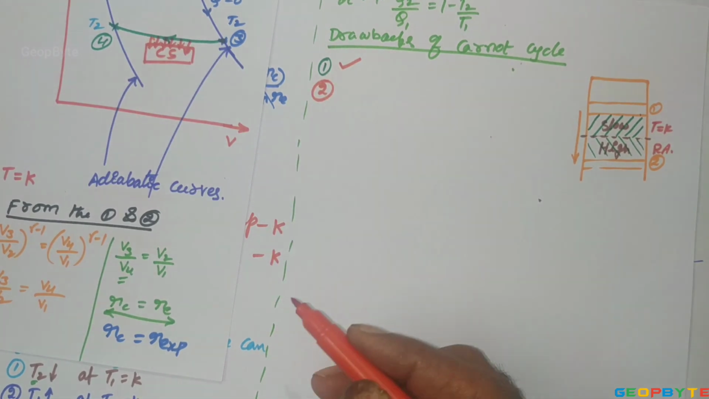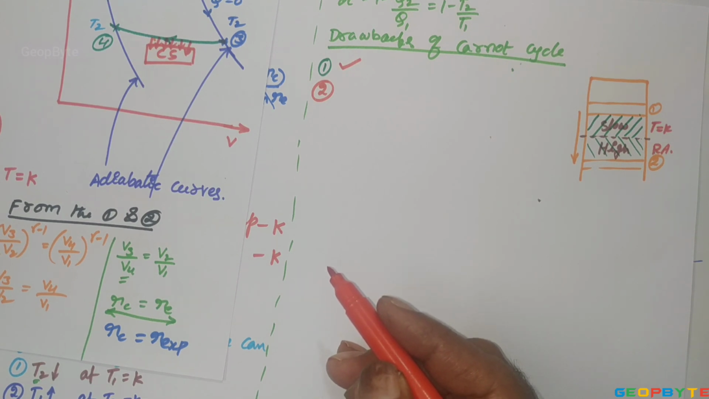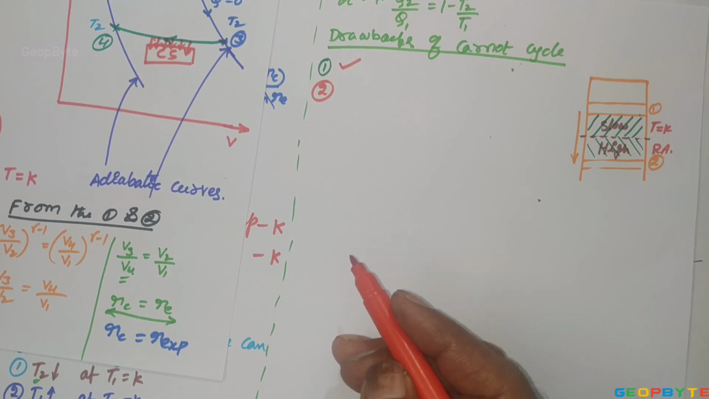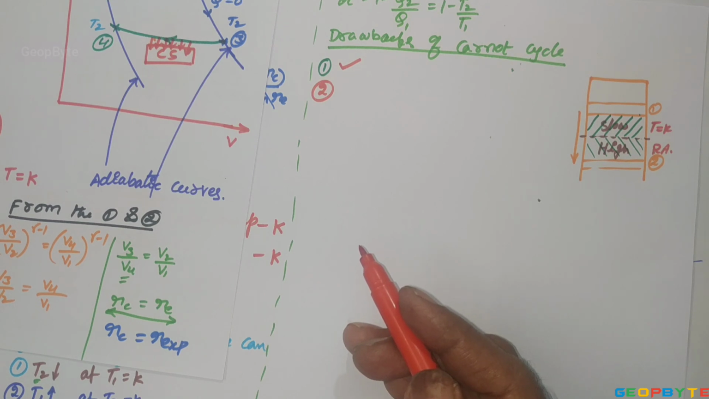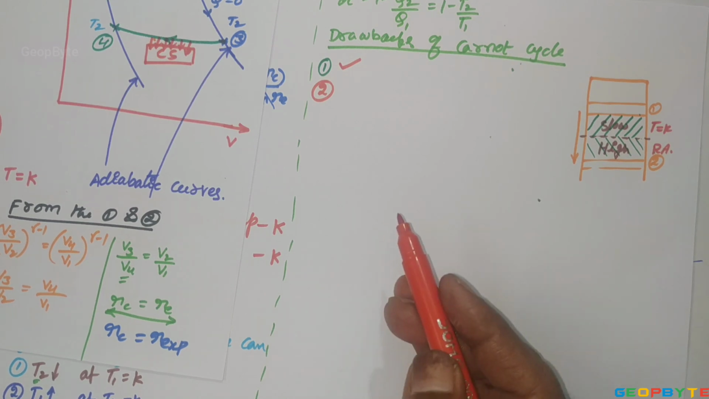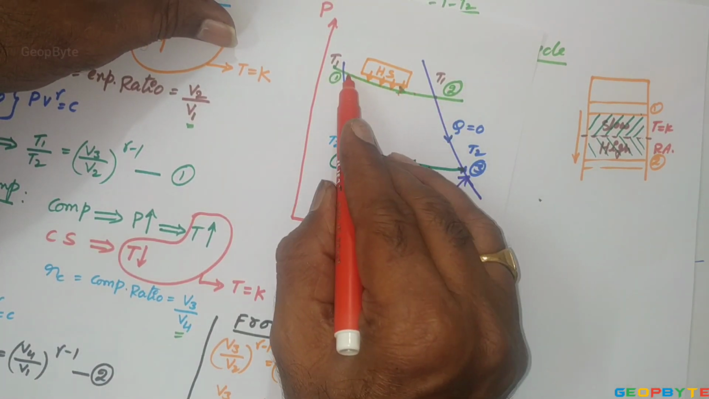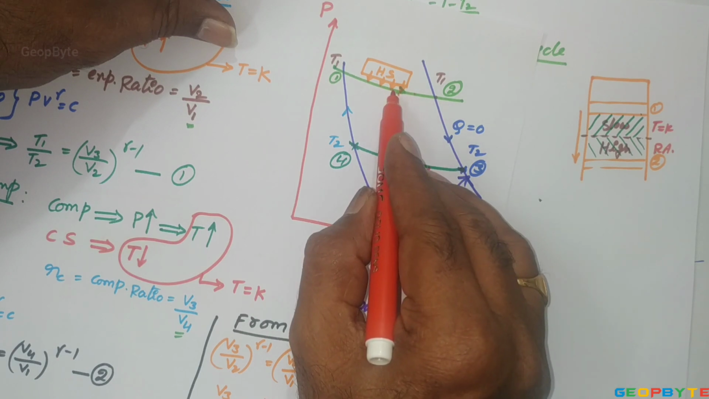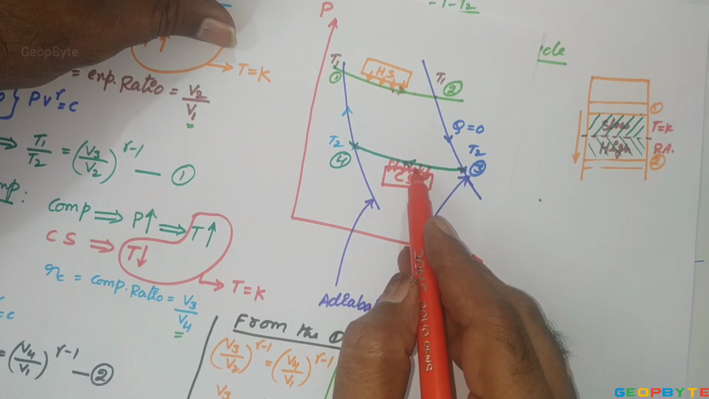The second drawback of the Carnot cycle is, as I told you at the beginning of the cycle, Carnot selected atmospheric air as the working material for the Carnot cycle. And atmospheric air is treated as an ideal gas. Ideal gases never go through phase change. Without phase change in the working material, it is impossible to supply the heat at constant temperature and reject the heat at constant temperature.